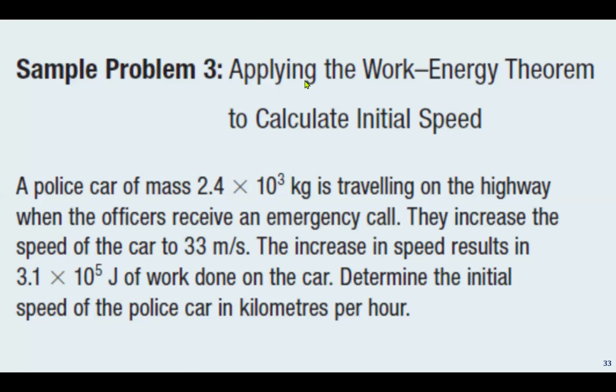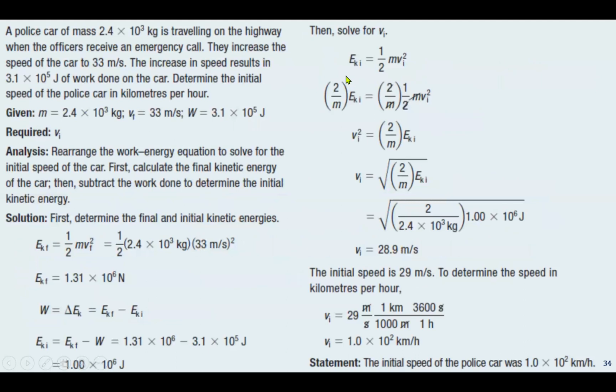All right, now let's consider the solutions to this question. So we can rearrange the work energy equation to solve for the initial speed of the car, right? First, we can calculate the final kinetic energy of the car, then subtract the work done to determine the initial kinetic energy. Okay, so first determine the final and initial kinetic energies. Final kinetic energy is 1/2 times m vf squared, which is about 1.31 times 10 raised to the power of 6 newtons.